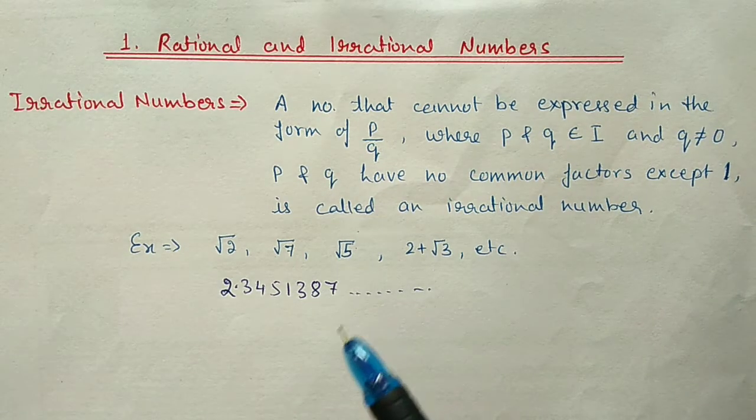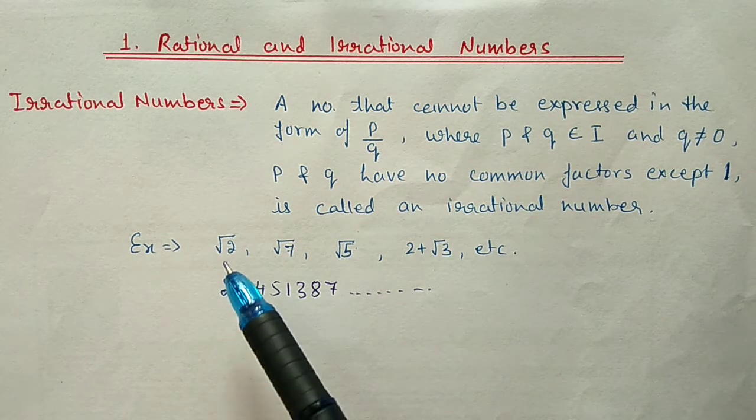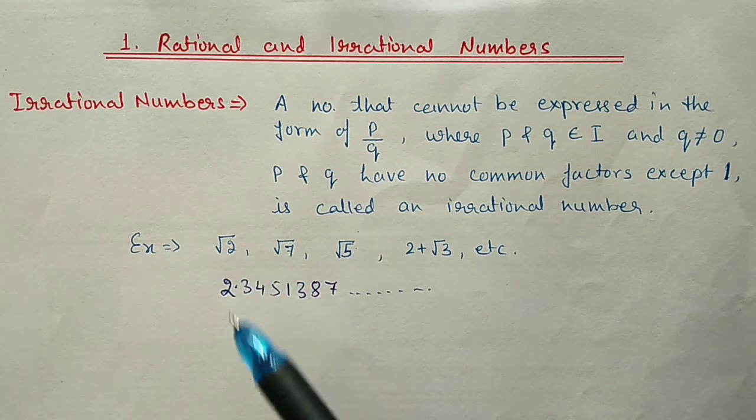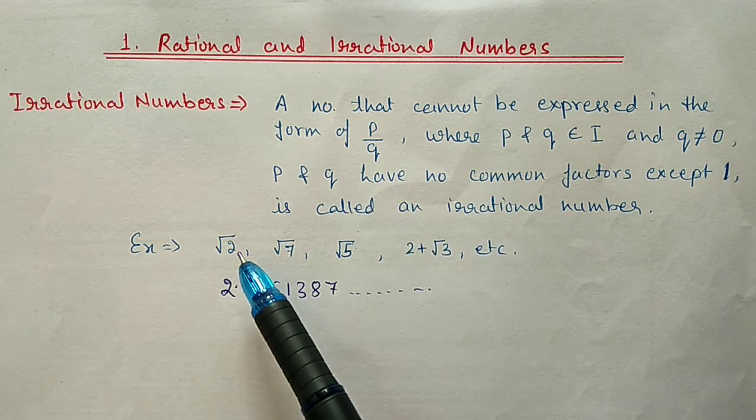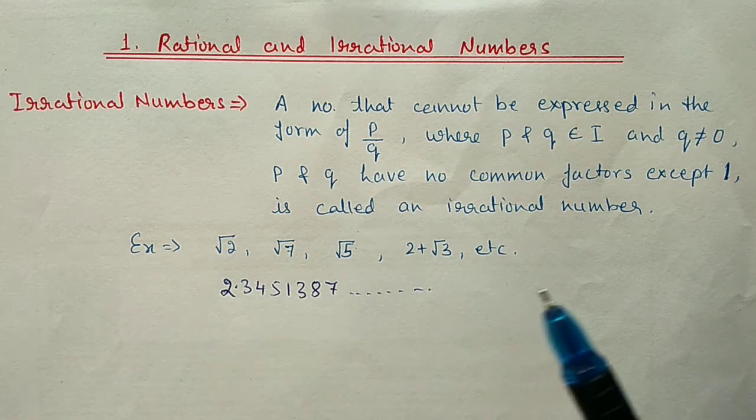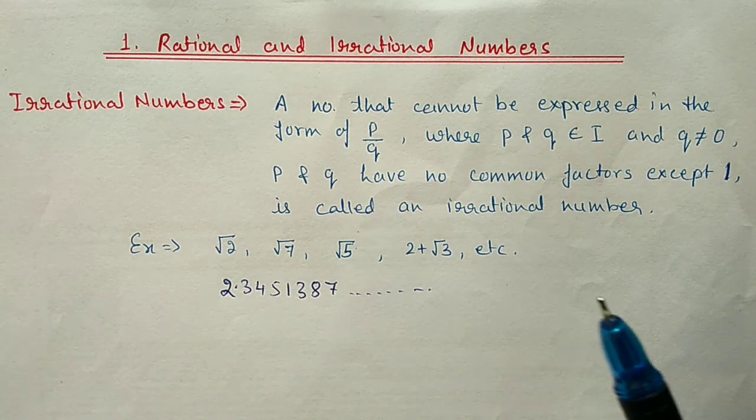And if we add one rational and one irrational number, the final number will be an irrational number. If you subtract one irrational number from a rational number, then also you will get an irrational number.